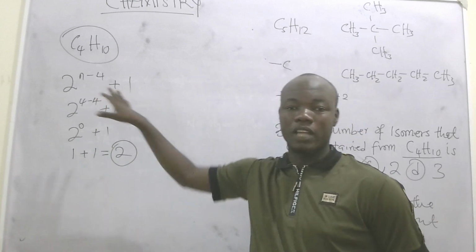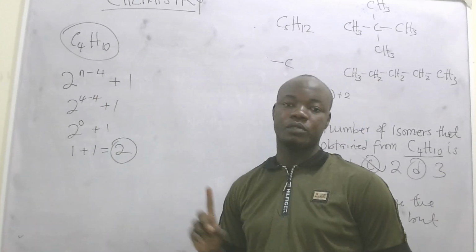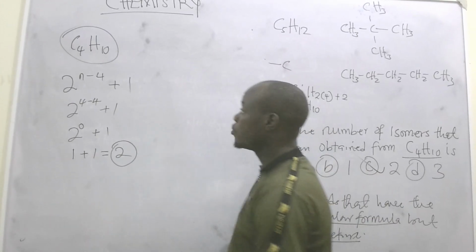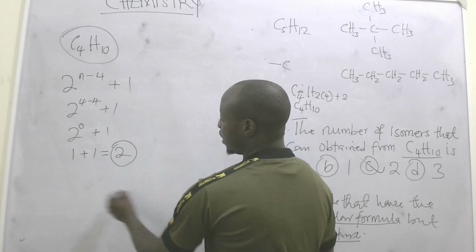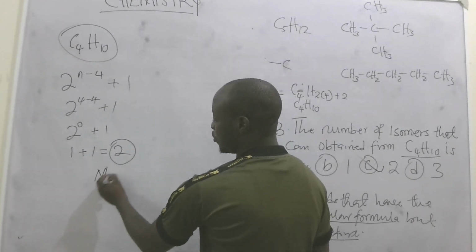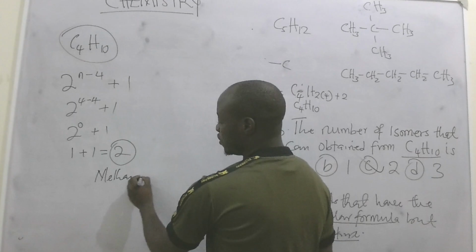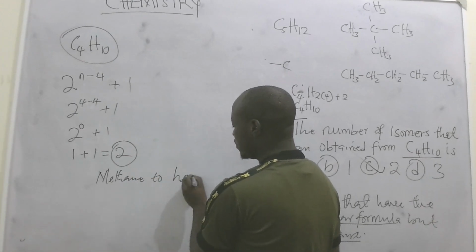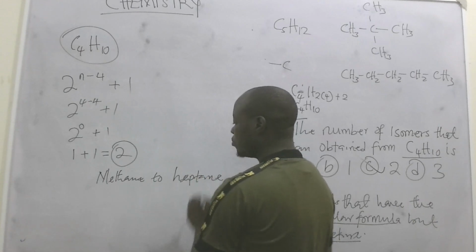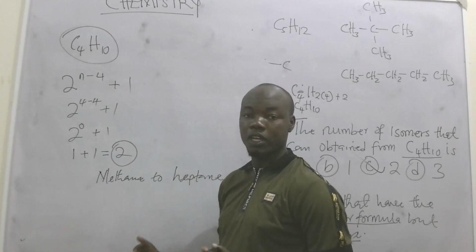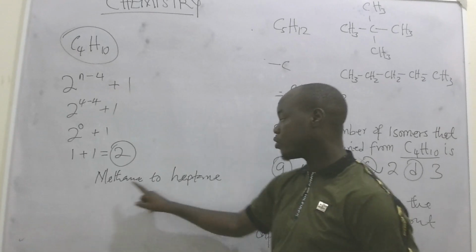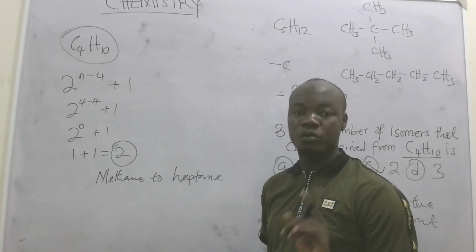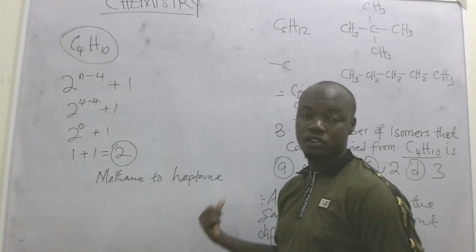But this formula is not applied to all of the alkane family. For example, from methane to heptane, you can use this formula. If you use this formula from methane to heptane, you will get exactly the possible numbers of isomers of each of them.